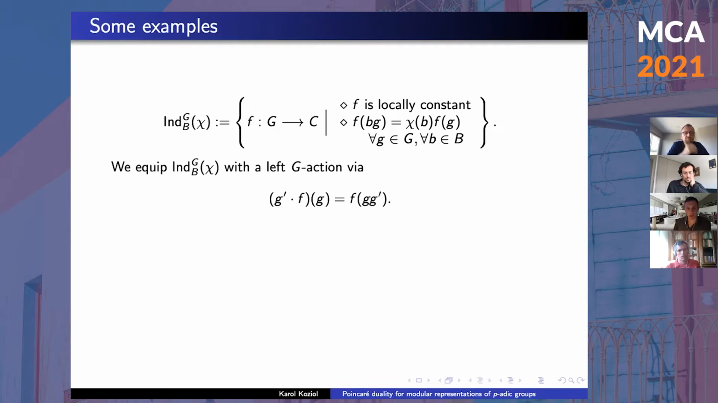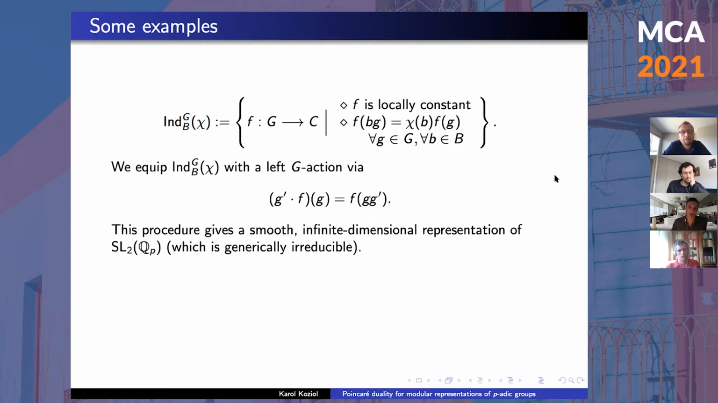And what we do is we equip this space with a left G action by the following rule. So in this case, I'm sort of acting on the right in the argument here. And I won't go through it, but it gives me a well-defined action of G, which is SL2(Q_p), on this space. And once again, this procedure gives me a smooth infinite dimensional representation of SL2(Q_p), which is generically irreducible.